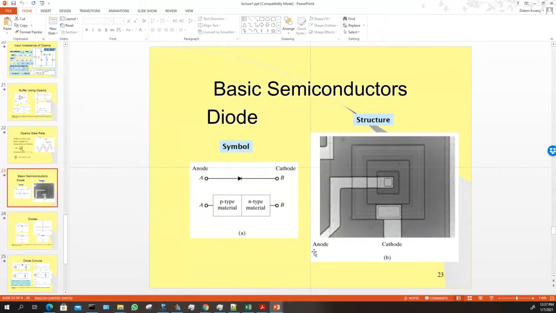Again, semiconductors, cathode, anode. So this is what a diode looks like. Okay, diodes. Let's talk about diodes. This symbol is the symbol.